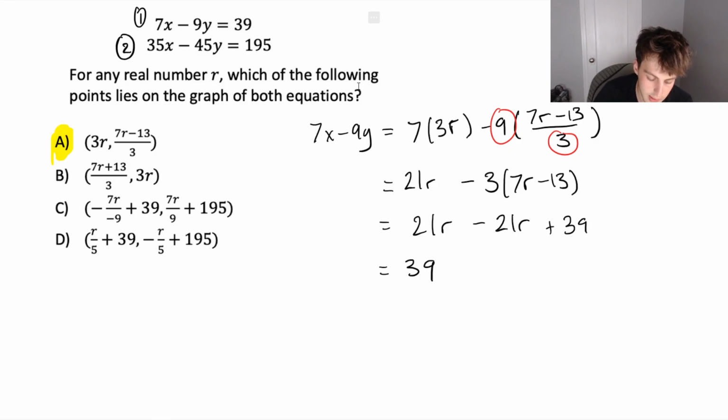We can see that 7x minus 9y, when we substituted in that point from option A, was equal to our right-hand side of 39. Since equation 2 is just a multiple of equation 1, it will satisfy both equations. Great. Let's look at the next question.